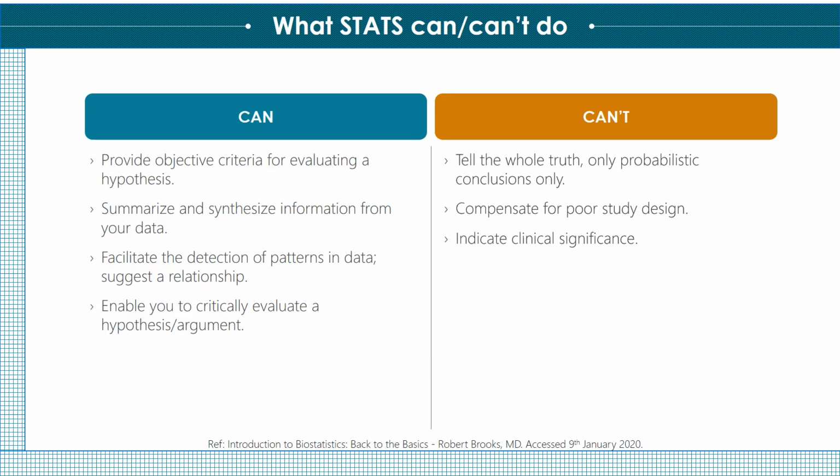What it can't do is tell the whole truth. It can only give you probabilistic conclusions. It cannot compensate for poor study design, particularly underpowered studies. And it can't indicate clinical significance, although clinical significance can only follow statistical significance.